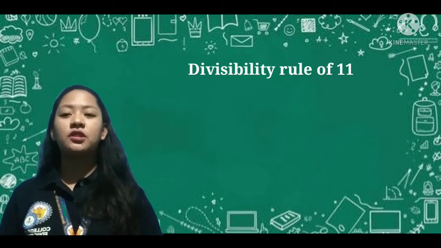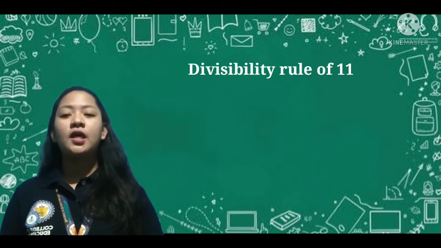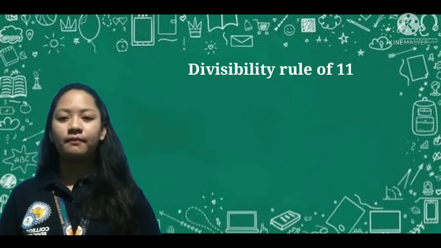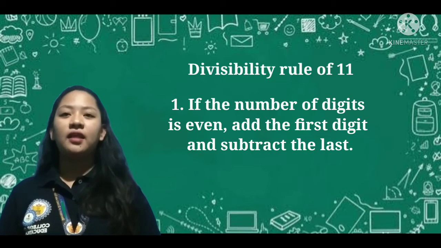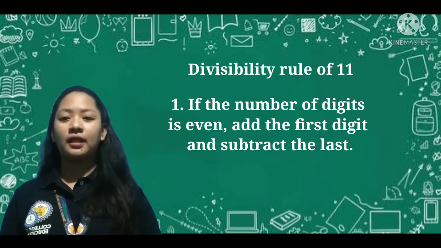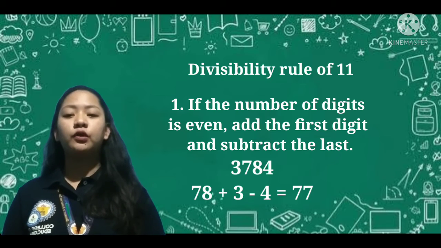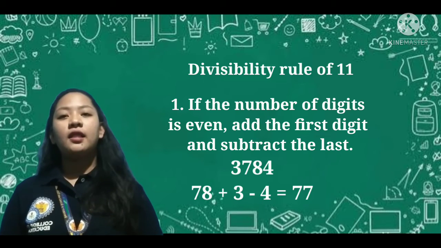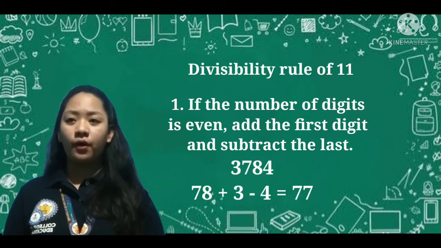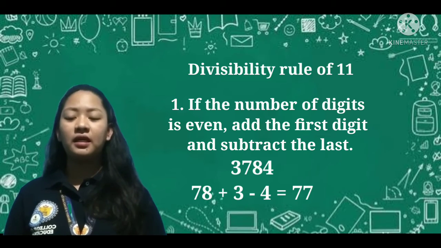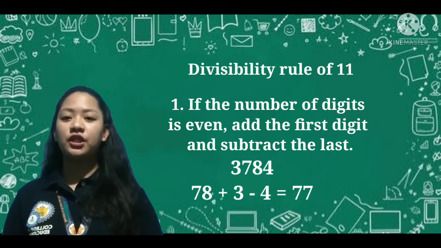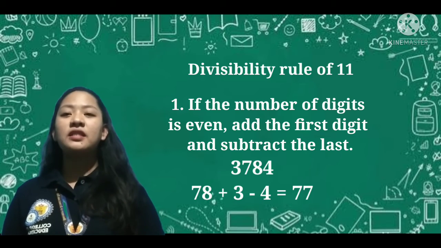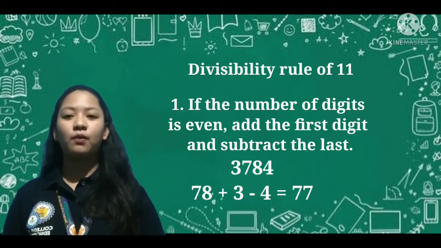A few more conditions are there to test the divisibility of a number by 11. Number 1 is, if the number of digits of a number is even, then add the first digit and subtract the last digit from the rest. For example, 3,784. The number of digits is 4. Now, 78 plus 3, the first digit, minus 4, the last digit, equals 77. Since 77 is divisible by 11, then 3,784 is divisible by 11.